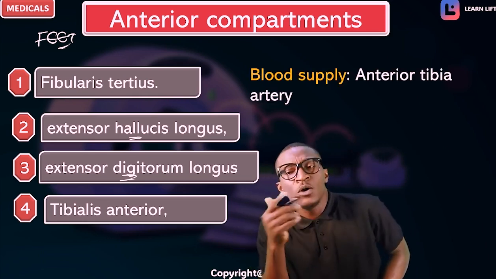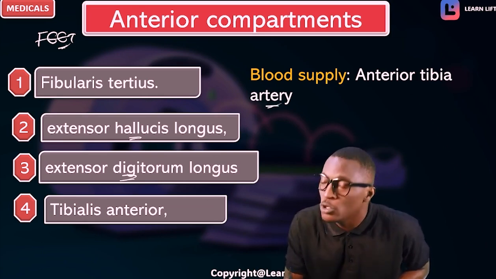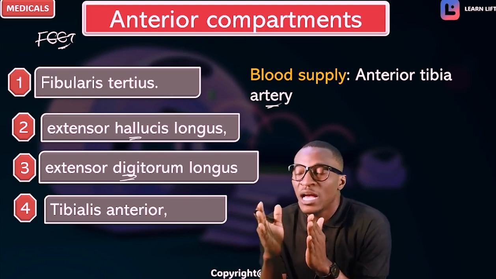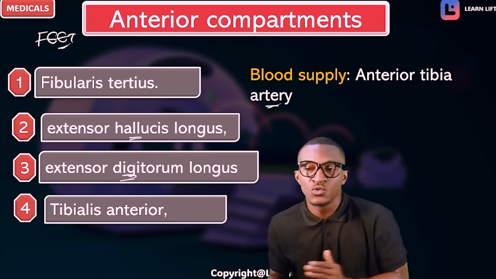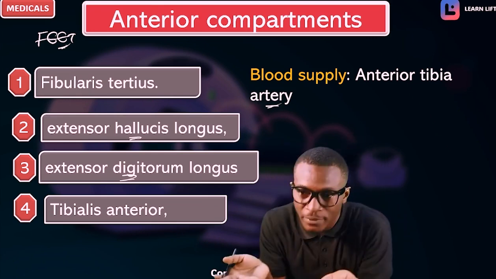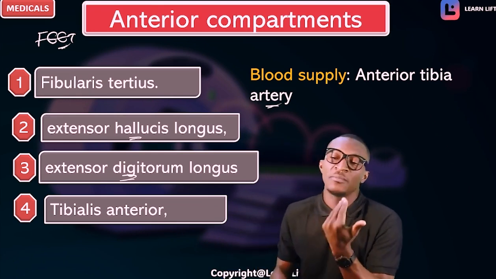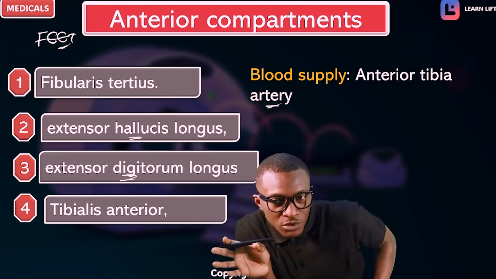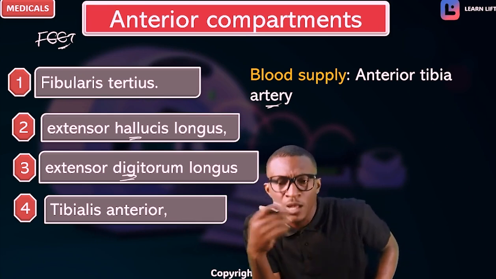Do you understand? What's the blood supply? Anterior tibial artery. I'm going to explain where the anterior tibial artery is coming from. The popliteal artery is going to divide into the posterior tibial artery and the anterior tibial artery. The anterior tibial artery will supply blood to the anterior muscles, while the posterior tibial artery will go to the what? To the posterior muscles, which are your calf muscles. Do you understand?